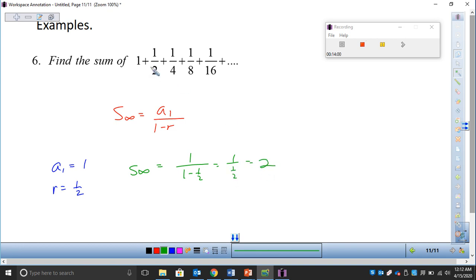which is 2. So the more and more I add here, I'm going to eventually get to 2. Even though it doesn't seem like I'm adding more and more and more, it seems like I'm never going to get there, or it's going to seem like I'm going to add more than 2. But it's always going to converge to 2.